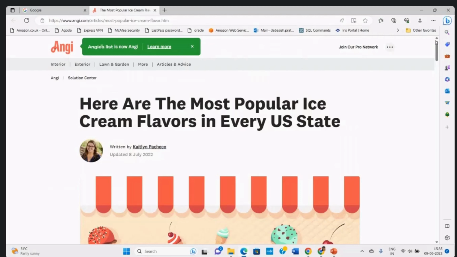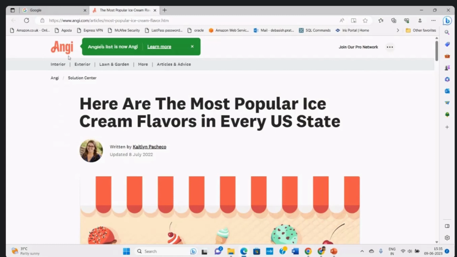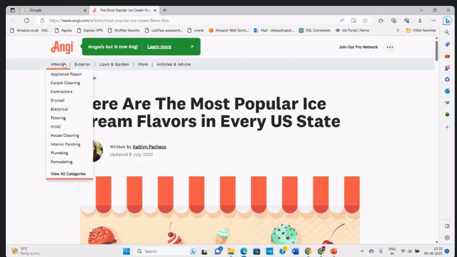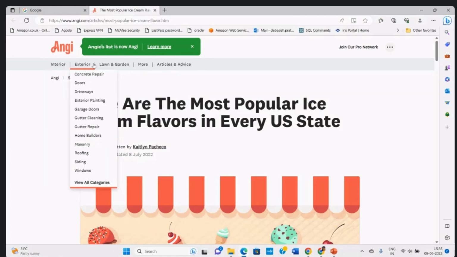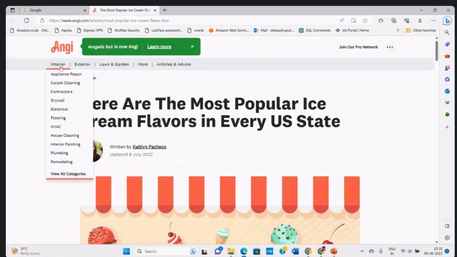What do you think? That this particular company, this particular business house is dealing with ice creams? No. This particular company does not deal with ice creams. What does it deal with? Let us see from its website. This website shows you that ANGI deals with interior solutions making, exterior solutions making, lawn and garden, and many more other things. It goes for appliance repair, carpet cleaning, contractor details, drywall.